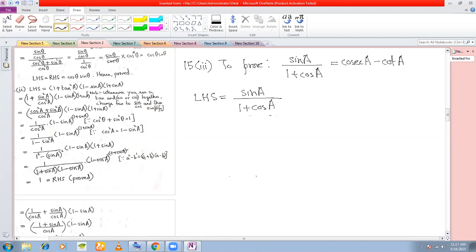Right? Whenever you see that you have the denominator 1 plus cos A, or 1 plus sin A, always try to convert it to 1 minus cos square A or 1 minus sin square A, whichever the case may be. Here I have 1 plus cos A, so I will convert it to 1 minus cos square A by multiplying the numerator and denominator by 1 minus cos A.